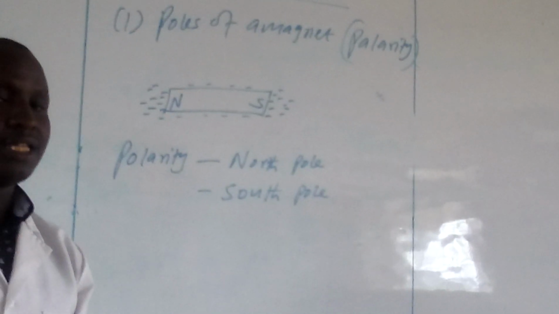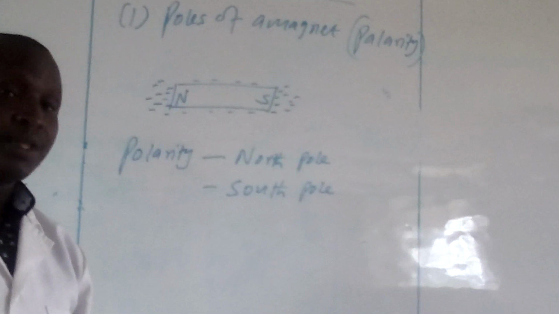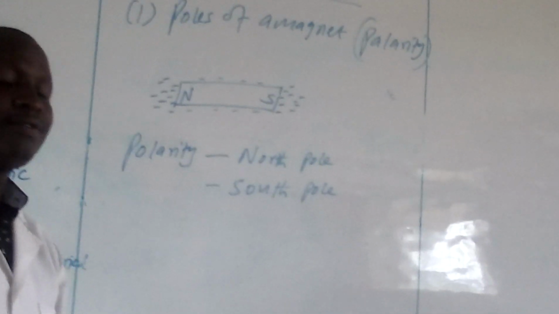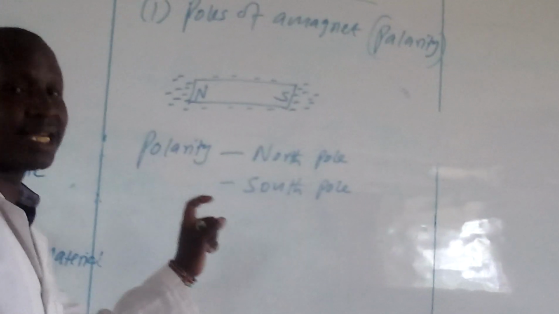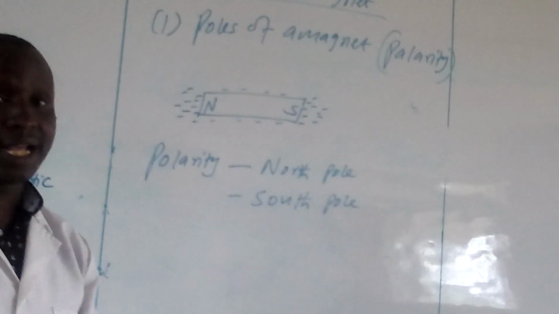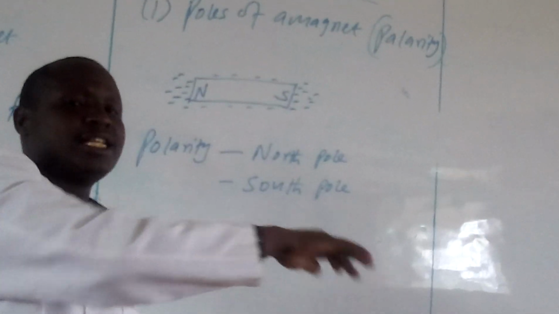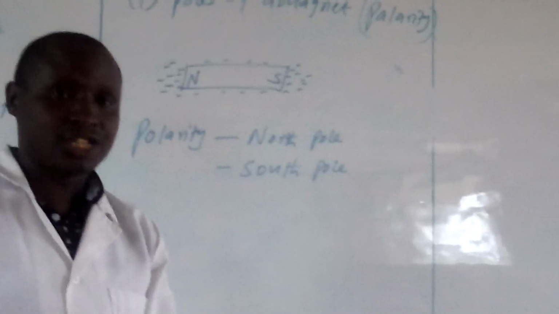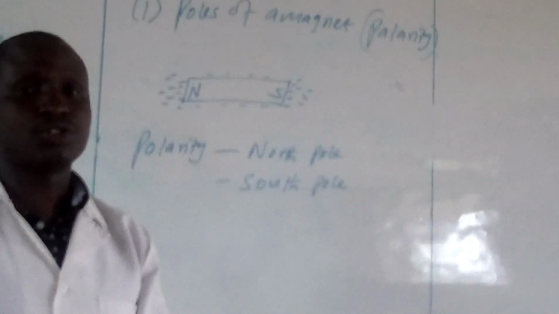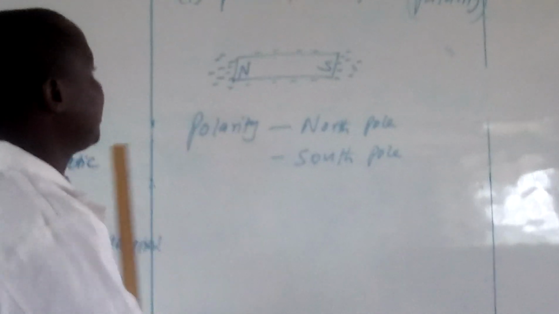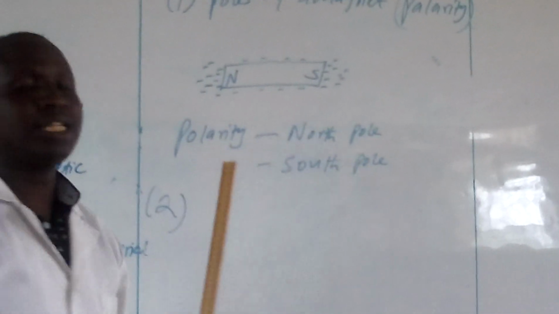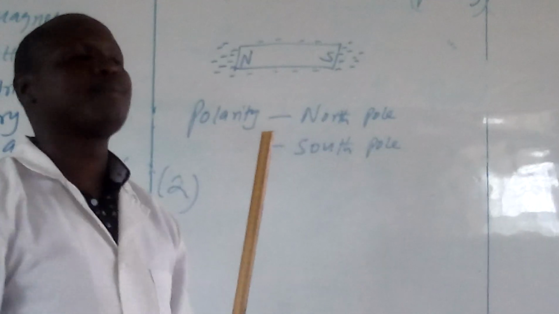I have said that if you take a bar magnet and dip it into iron filings, the iron filings will cling mostly at the end of the magnet. Those points which have strong attraction, we call the poles of the magnet. Okay, that is the first property. The second property is the directional property.